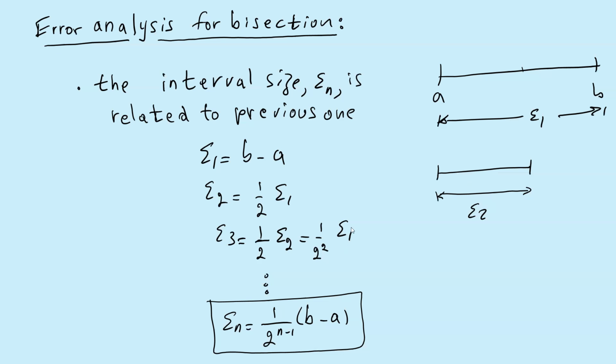And if we rewrite this based on the first error, we have this. And this is the general equation for the error at any iteration, the nth iteration. The error at the nth iteration is found as b minus a over 2 to the power n minus 1.